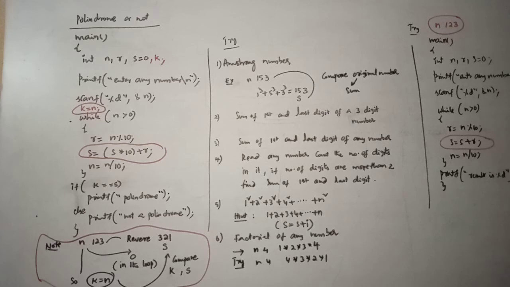Look at the fifth one. 1 square plus 2 square plus 3 square plus 4 square dot dot dot n square. We already practiced one program, the sum of n natural numbers, 1 plus 2 plus 3 plus 4 dot dot dot n. The base logic is s is equal to s plus i. So based on this, you try the fifth one.